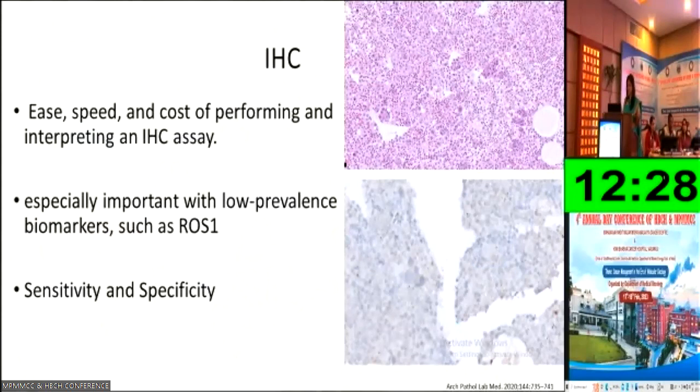The cost is affordable. And the other most important thing when it comes to lung is that, as we can see, there is a very cellular slide.